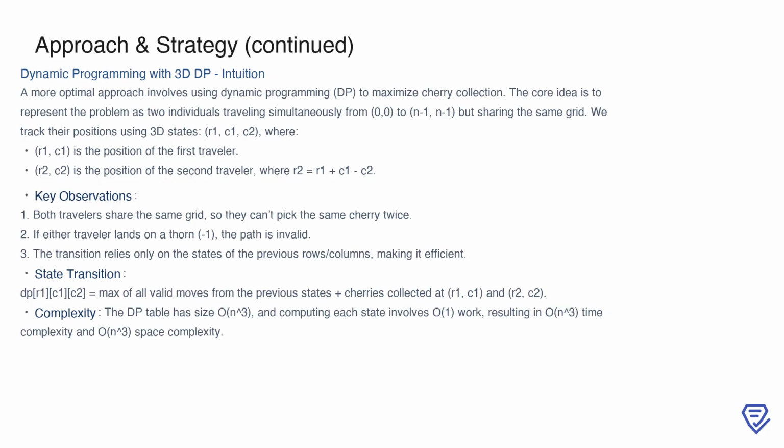Here, the key idea is to represent the problem as if two travelers are moving simultaneously from the top left corner to the bottom right corner, both sharing the same grid. We define the states as R1, C1, C2, where R1, C1 represents the position of the first traveler and R2, C2 represents the position of the second traveler. Since both travelers share the same grid, we ensure that they cannot pick the same cherry twice. Additionally, if either traveler steps on a blocked cell, the path becomes invalid.